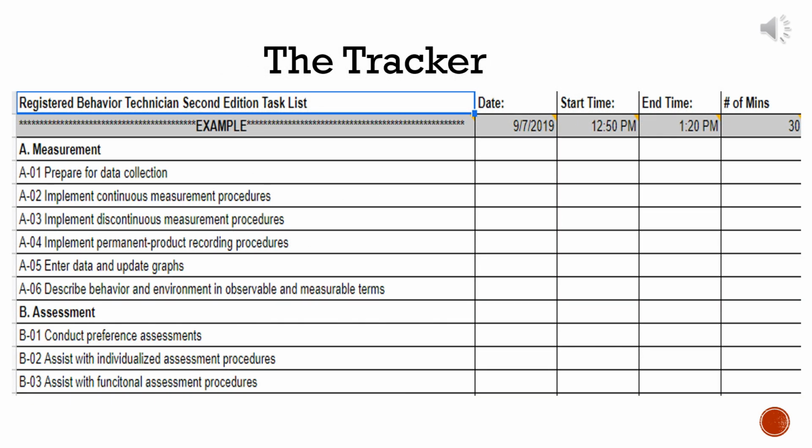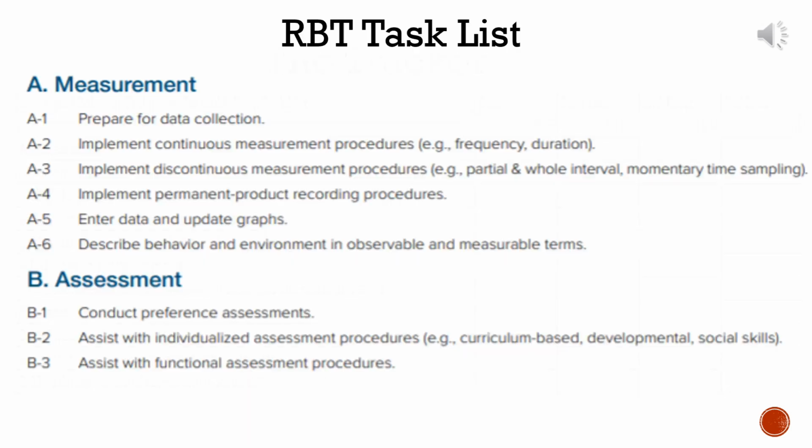Here is an example of a tracker that you may use to track your RBT training. As you can see on the left-hand side, the task list item and number is written. On the right-hand side, the date, start time, end time, and number of minutes is written. It is likely that the tracker would have several time slots for each item, as the individual is likely to receive training on each item several times.